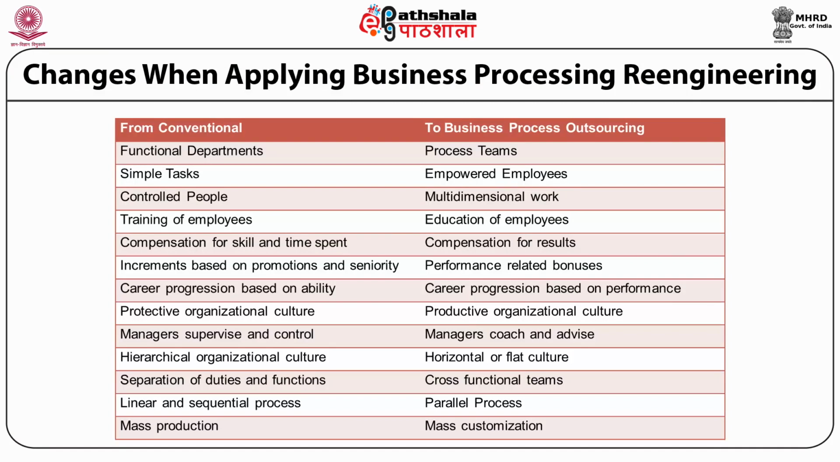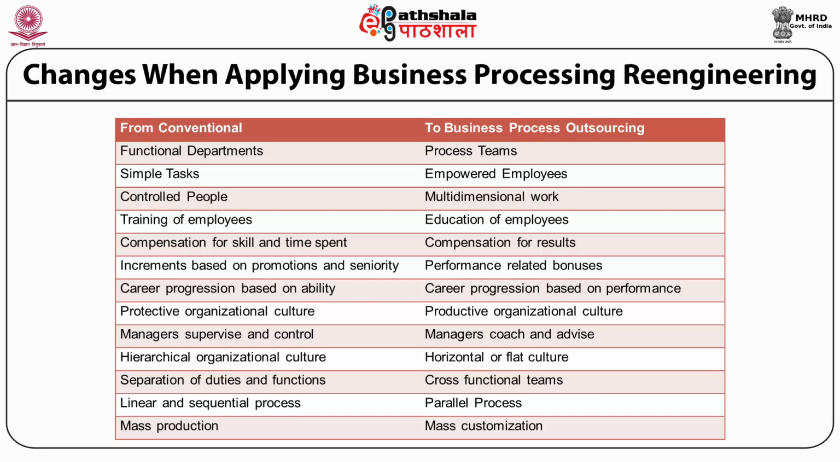The changes in the world of work from conventional to business process reengineering. The functional departments now have to focus on process teams, simple tasks to empowered employees, control of people to multidimensional work, training of employees moving towards education of employees, compensation for skill and time spent to compensation for results, increment based on promotion and seniority now transforms into performance-related bonuses. Career progression based on ability. Career progression is now based on performance.